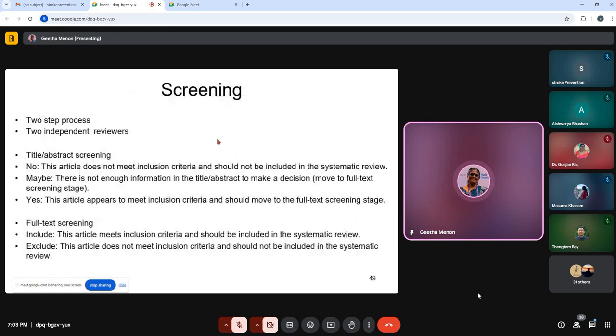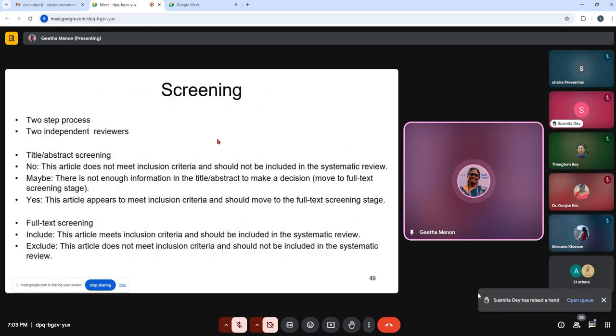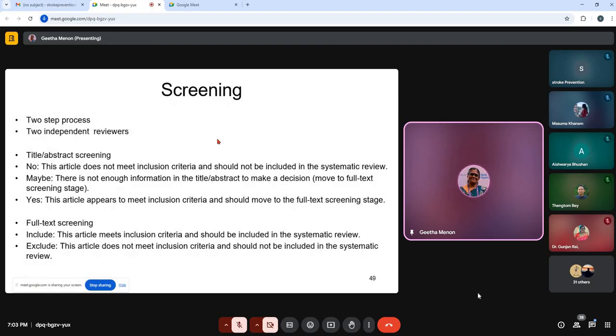Once all these titles of the articles are drawn from the literature, then the next step is to be done by two independent authors. The two authors independently screen the title and the abstract and see whether it meets the inclusion-exclusion criteria or not. If it meets the inclusion criteria as per the protocol, they are included in the review and they move on to the next stage. But if they do not meet the inclusion-exclusion criteria, then they are not included in the systematic review.